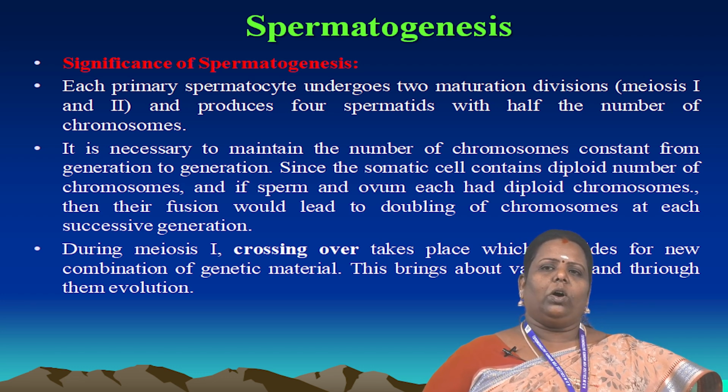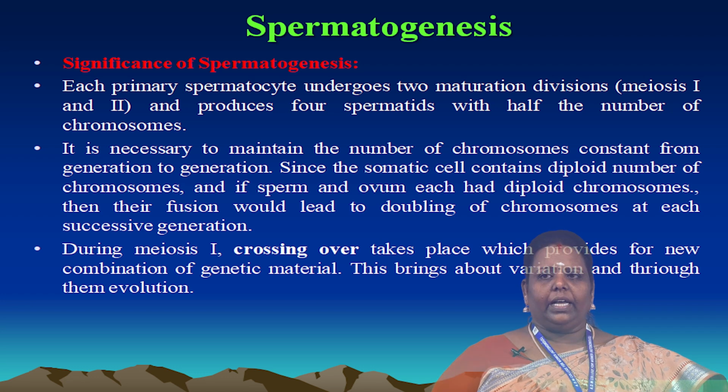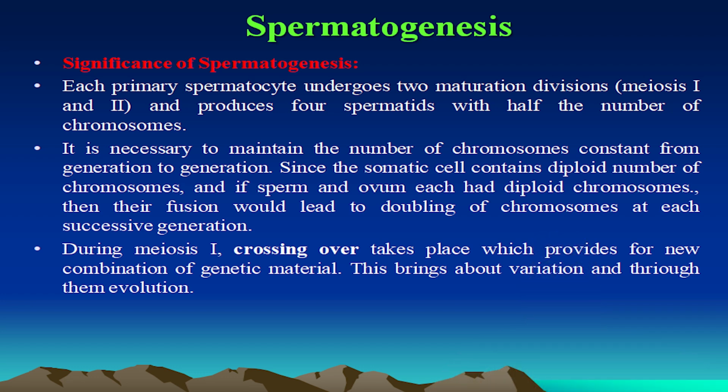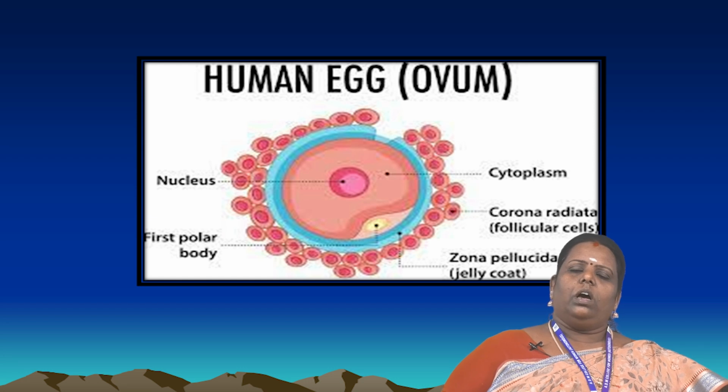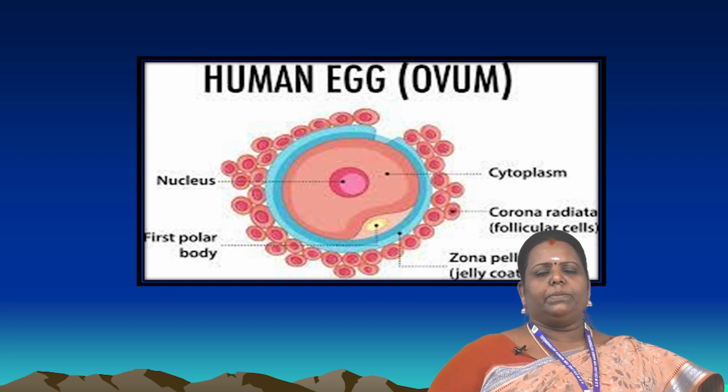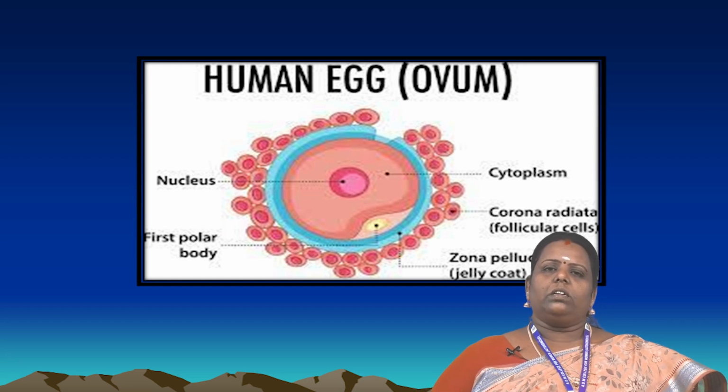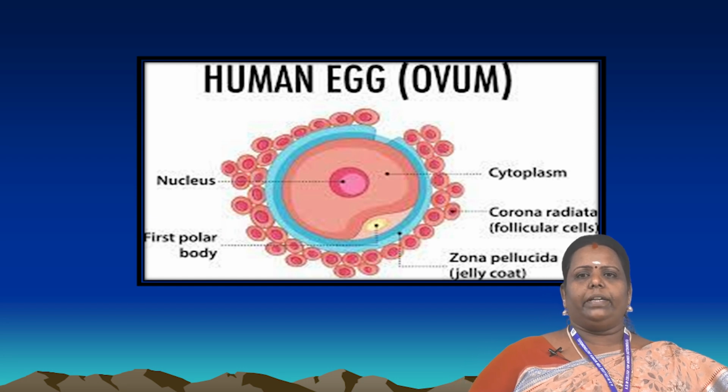After the meiotic division, the crossing over occurs. It provides a new combination of genetic material from sperm and ovum. It brings about variation and contributes to evolution. First we have to know about the human sperm. After that, in this slide, we will learn about the human egg.